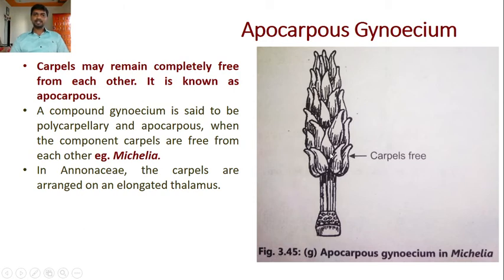A compound gynoecium is said to be polycarpellary and apocarpous when there are many carpels. Here we can see the number of carpels, more than 5, so we use the word polycarpellary, and these carpels are free, so it is apocarpous, for example Michelia. In Annonaceae the same condition is seen, but the carpels are arranged on an elongated thalamus, and these carpels are completely free from each other.